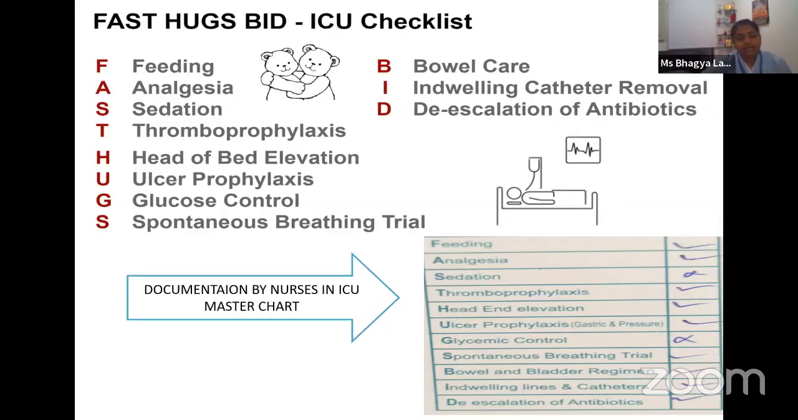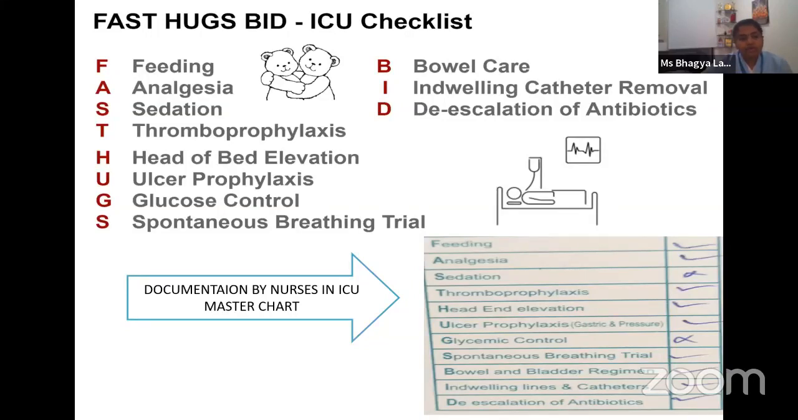Then head of the bed elevation. Unless it is contraindicated for the patient, the head end is to be elevated to prevent aspiration. The contraindication, as we all know, is only applicable for a patient with a head injury or cervical vertebral fractures. So unless it is contraindicated, and the doctors are telling us that this patient should not be head end elevated, only then can it be excluded. Other than that, there is no excuse for any one of us to make the patient sleep supine on the bed. Any patient, the moment we see in the ICU, should have the head end of the bed elevated. Then ulcer prophylaxis, then glucose control.